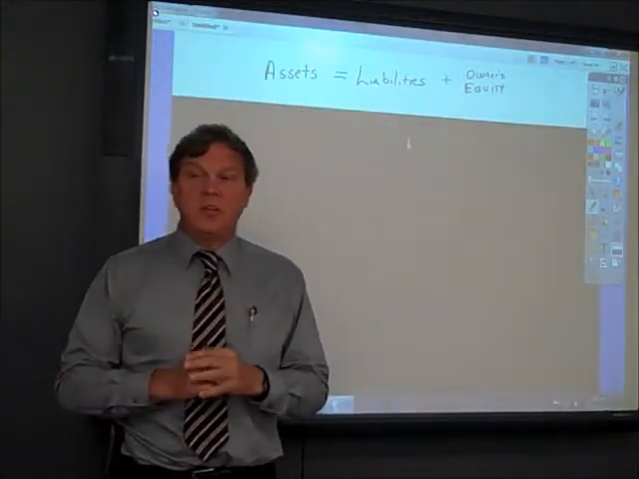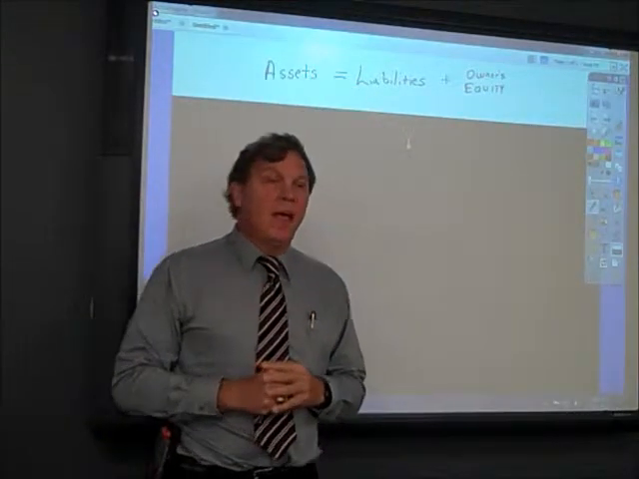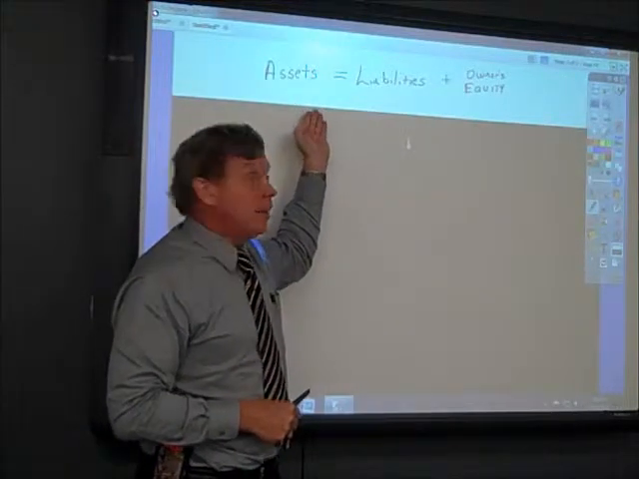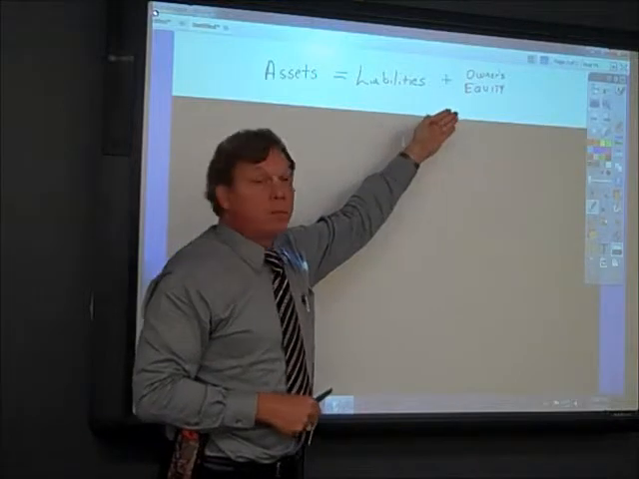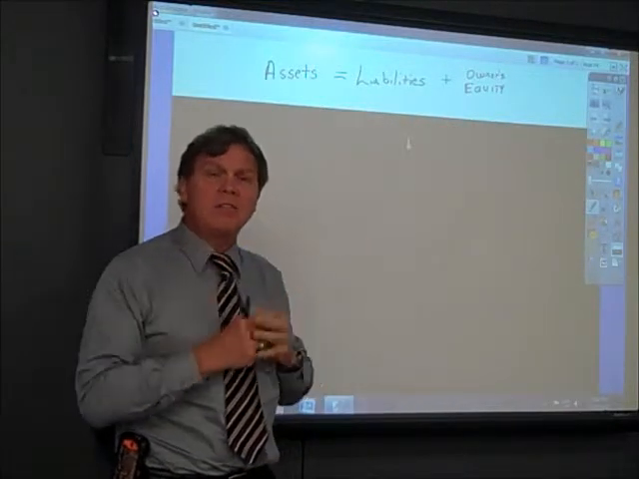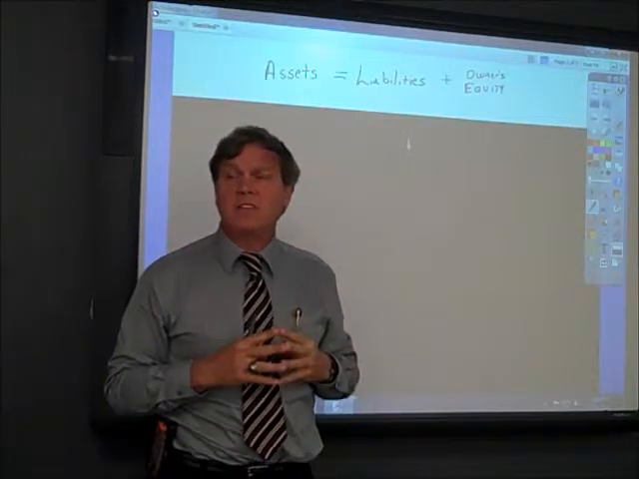Today we're going to talk about the accounting equation. And the accounting equation is assets equals liabilities plus owner's equity. Now before we get into this, we need to define what these components are.